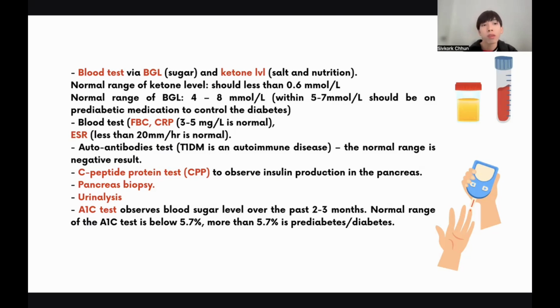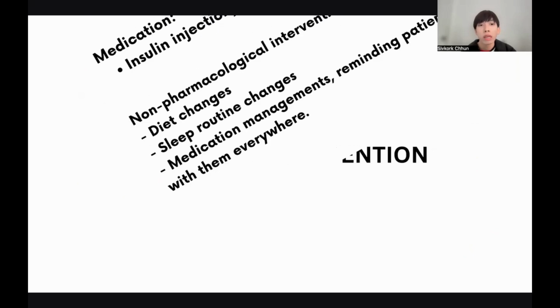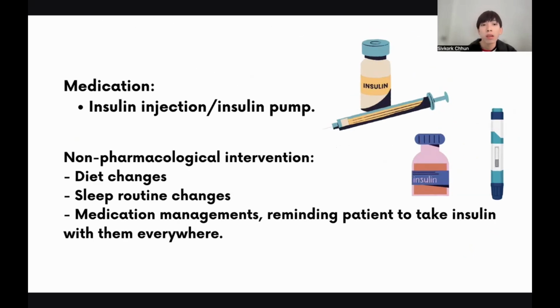So these are the diagnosis for type 1 diabetes mellitus. So the interventions include medication. I'm just gonna explain a little bit about insulin here: insulin injection and insulin pump. Insulin cannot be used as an oral tablet. It may be digested into building blocks, amino acids, causing it to be ineffective.